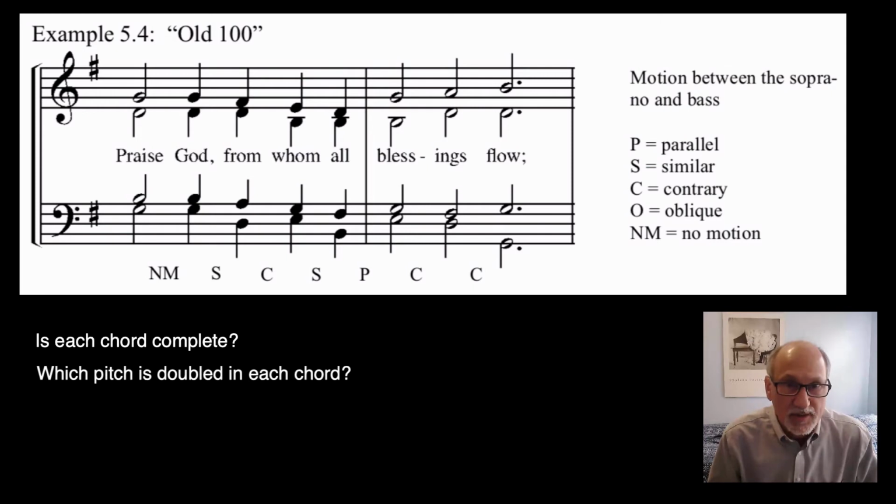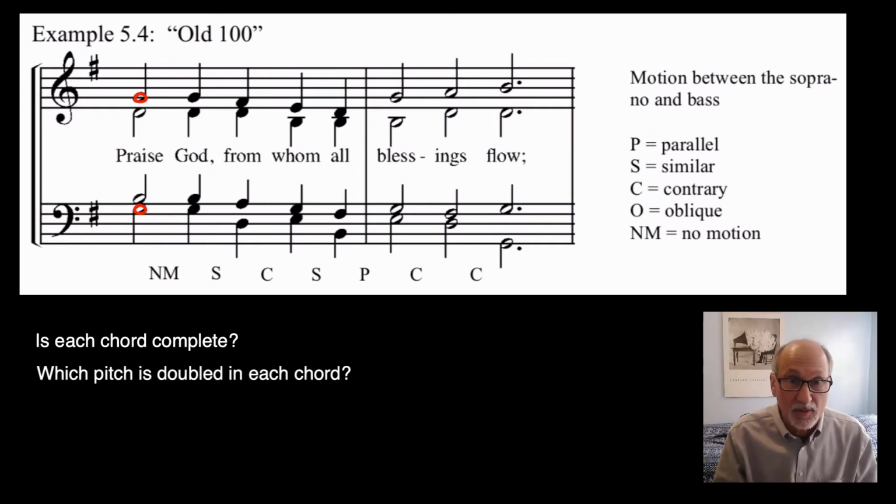The next question is, what's doubled in each chord? We've already talked about the fact that when you have triads, those are 3-note chords, but you're doing it in 4 parts, so one of those notes has to happen twice. So, what is the note that happens twice? Look at the first chord. G, B, D, G. So the bass note, the root tone, happens twice.